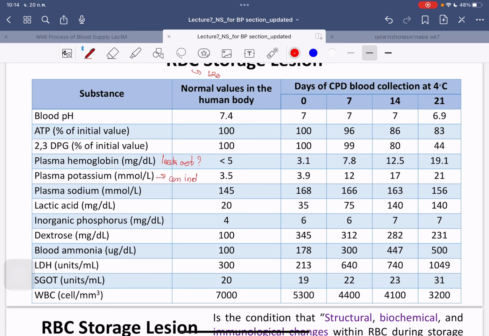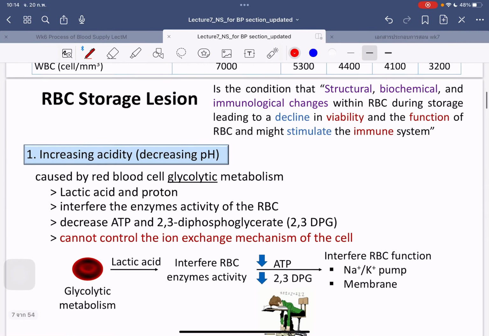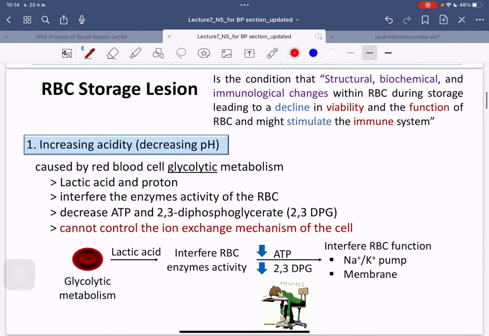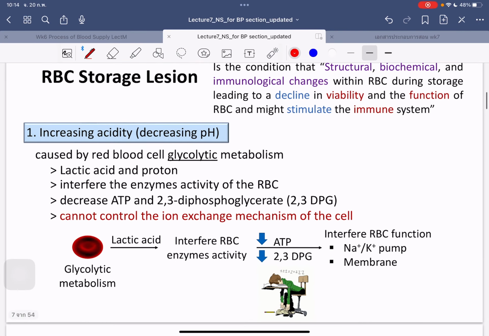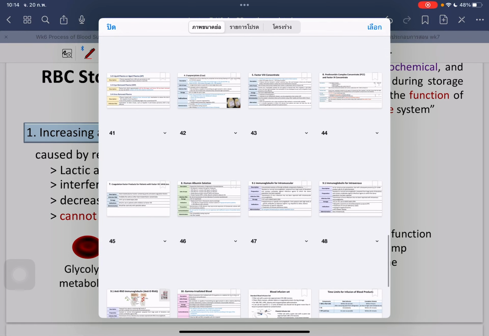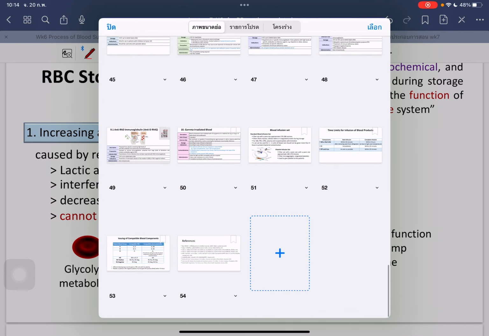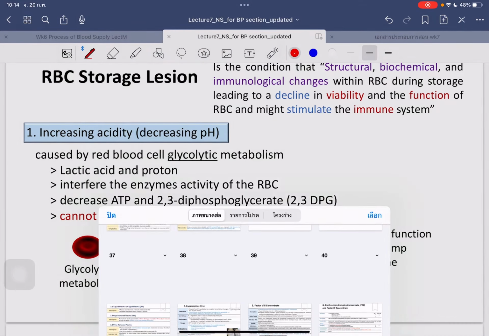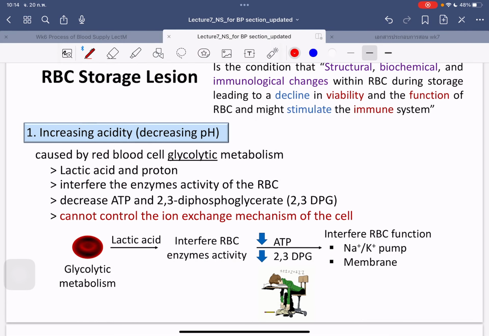So let's look at some key important points about blood storage. The first one, you have to understand the definition of the blood storage lesion. That is the condition of structural, biochemical, and immunological change within the red blood cell during storage, leading to a decline in viability and function of the red blood cell and which might stimulate the immune system. So actually, I don't want you to remember the definition, but I hope you understand it.